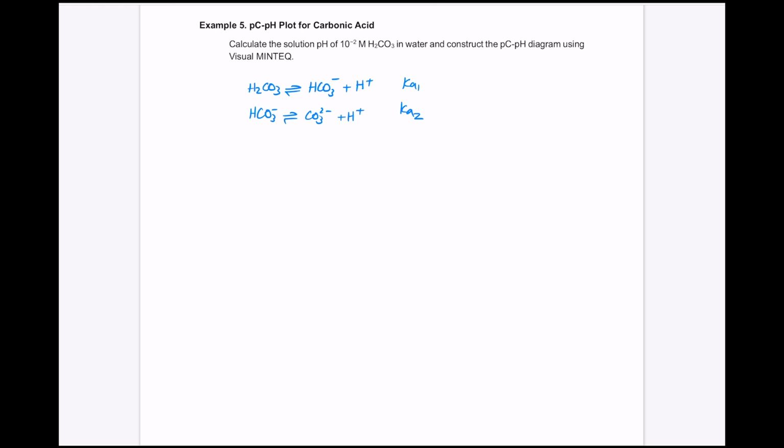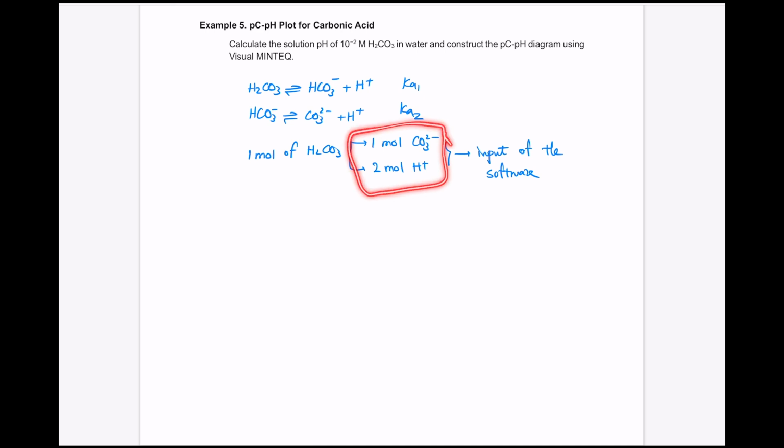And what we know is that 1 mole of H2CO3 produces 1 mole of CO3 2 minus, and then 2 moles of H plus. So this is the input of the software. The software would solve for all the species, but we need these values, this ratio, for the input of the software. So basically, this is not the input.